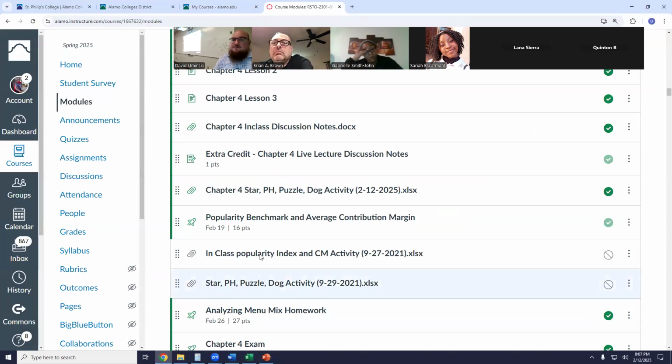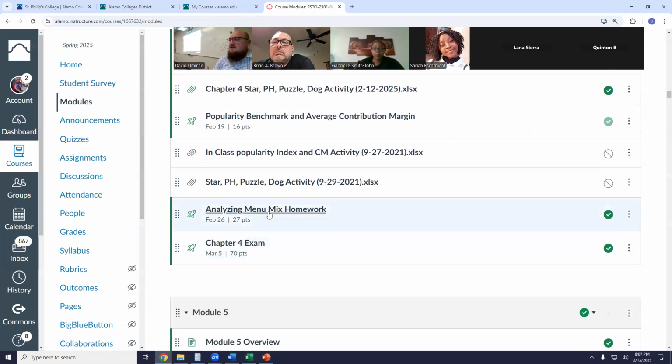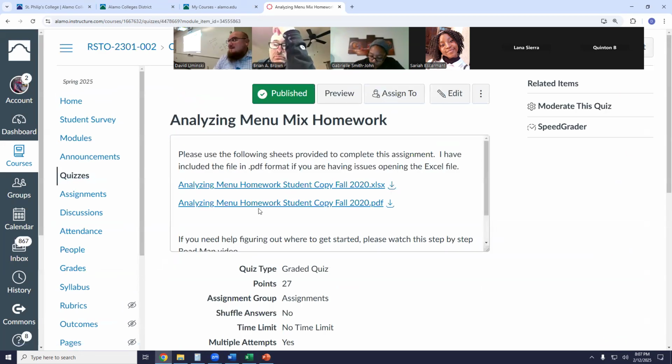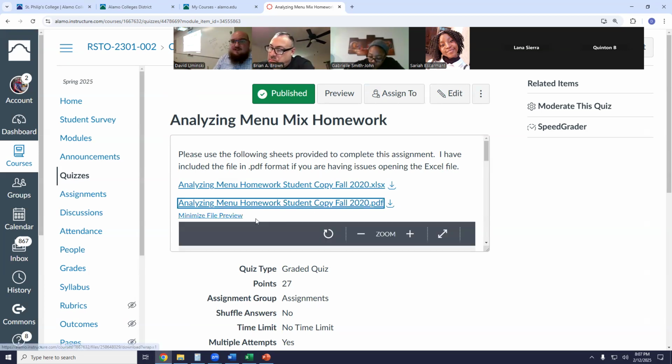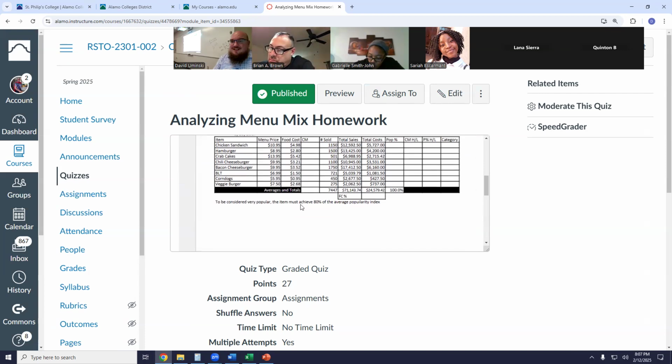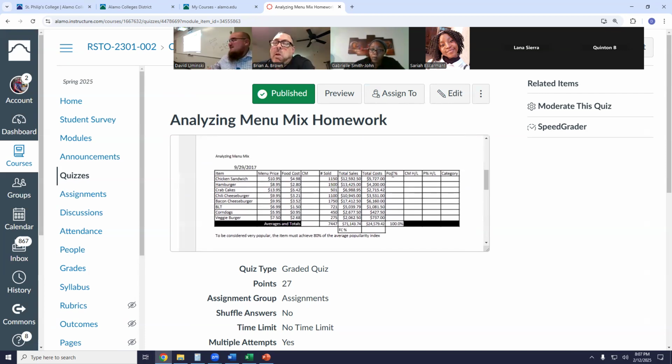In Canvas, we have the analyzing menu mix homework. I would recommend that you download this and print it off because then you can actually write on the paper. This analyzing menu mix homework, if we take a look at it, it's basically going to look just like what we're working on today.